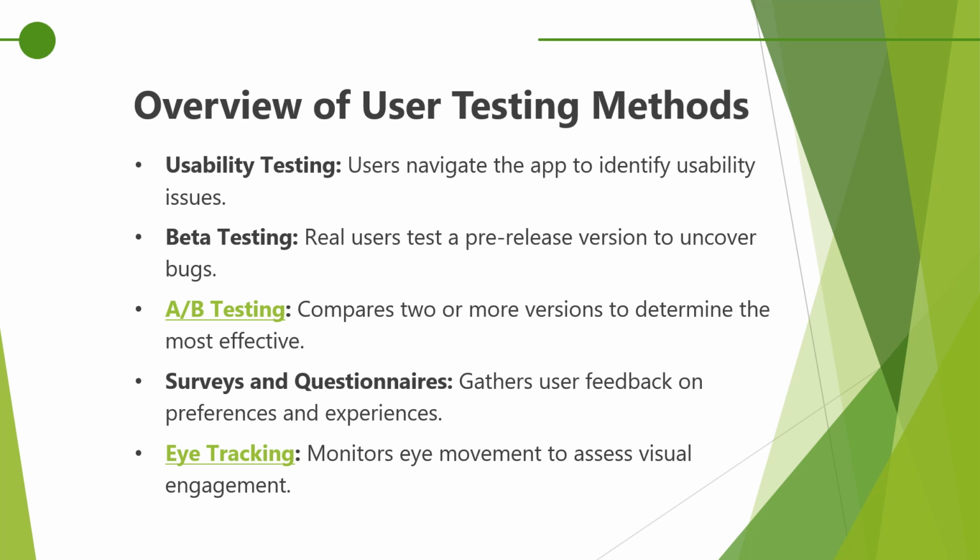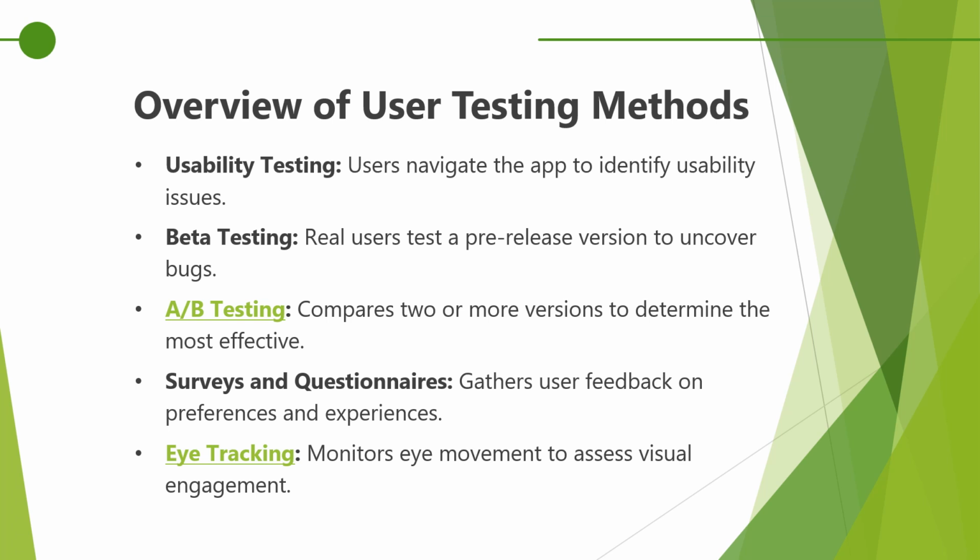These are a few of the user testing methods. So one is usability testing. This is where users perform tasks on the app to identify usability issues, providing insight into navigation, efficiency, and overall user experience. Then there's beta testing, and this is where real users will test a pre-release version of the app in a live environment. And this uncovers any kind of bugs or glitches or gathers feedback on performance and functionality.